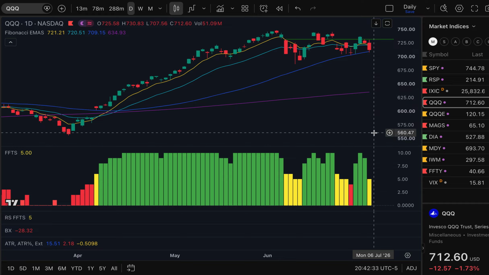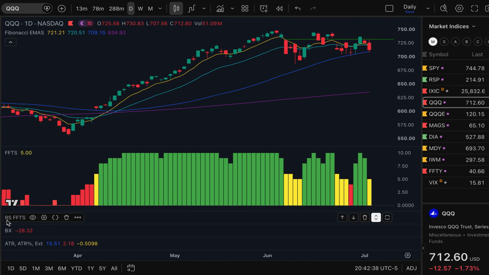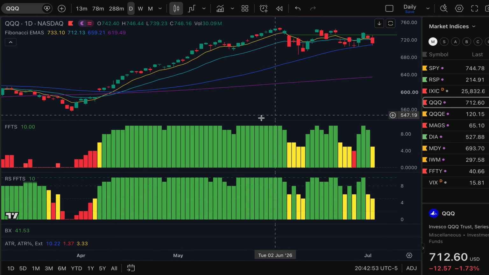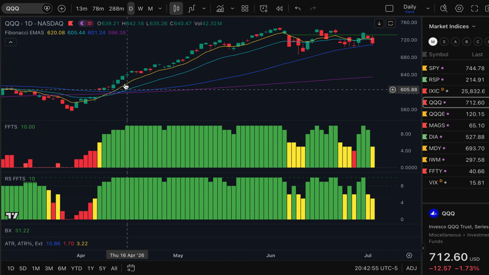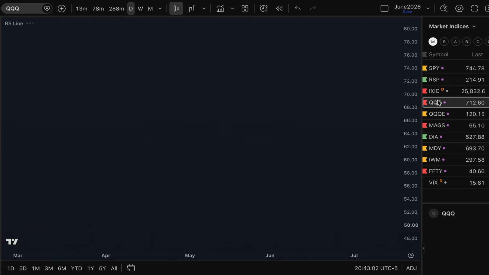Then the next indicator that I have is called the RSFFTS, and I'll go ahead and display that. It looks very similar, almost identical. But let me explain what it's doing. Let me go over to a different view here. Let's go to the QQQ.